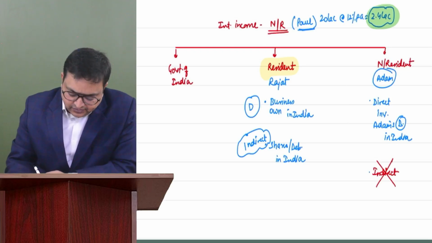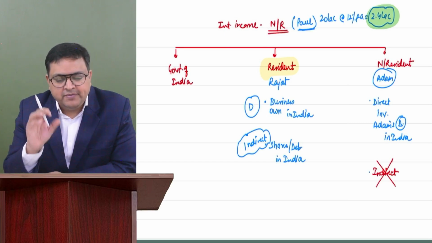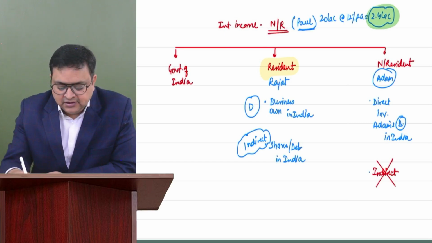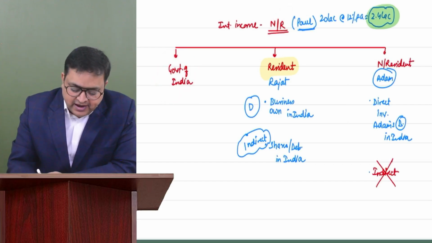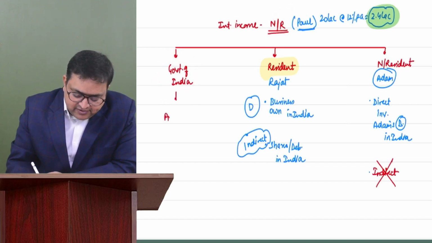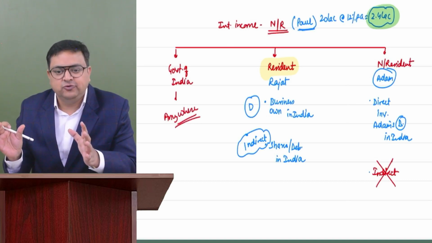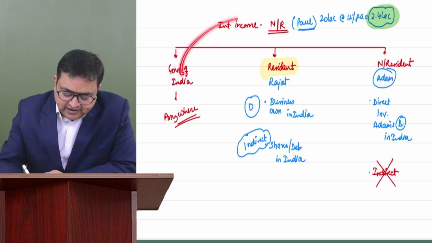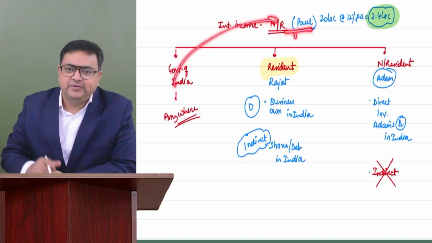Got it? This is not that important, but if the government of India has borrowed money from a non-resident, let's say a non-resident company, this money they can use anywhere in the world, not only in India. It will always be taxable. Whenever the government of India pays money to Paul, it will always be taxable.